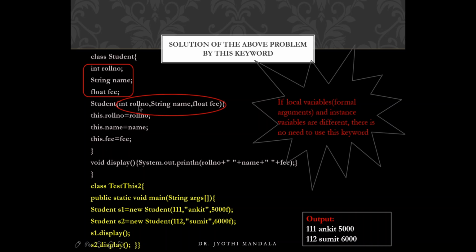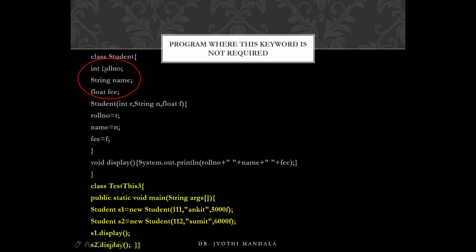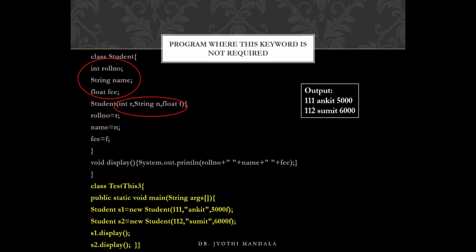If the local variables and the instance variables are different, obviously there is no need to use this keyword. Let me show you one simple example. Observe here, the instance variables are roll number, name and fee, and my local variables are R and F. If you are writing the names different, then no need to use this keyword. Simply you can write here, and the compiler will not get confused, and you will be getting the output like this. Got it? So this is the first way this keyword can be used with your variable.